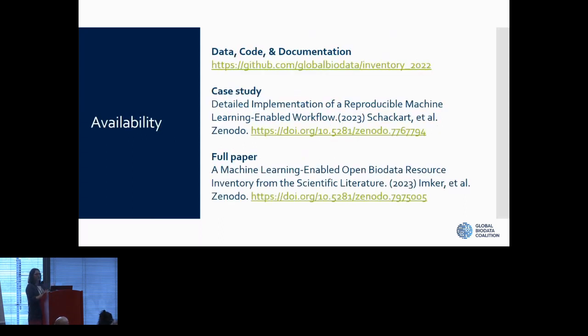So this work is all available now. It's in GitHub, and we did quite a bit of work to try to make it reproducible. So there's a lot of documentation and different ways to enter the pipeline and use different parts of it. So that's the code, data, and the documentation. And then we also put together a case study talking about our reproducibility efforts, which were fairly intense. And then we did a full paper as well. So those are out for peer review now, but they're available in Zenodo as preprints.